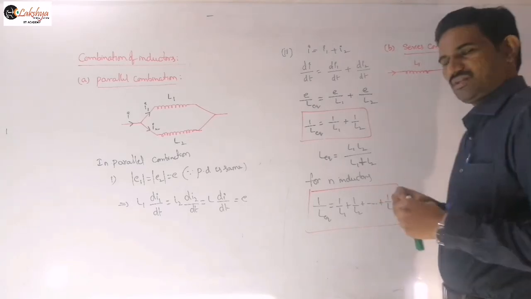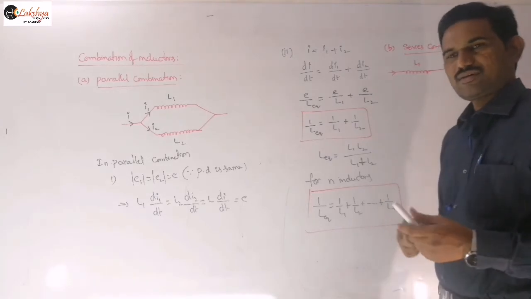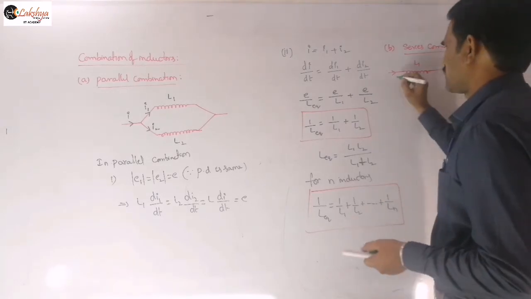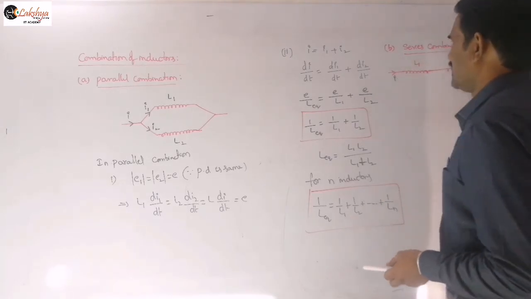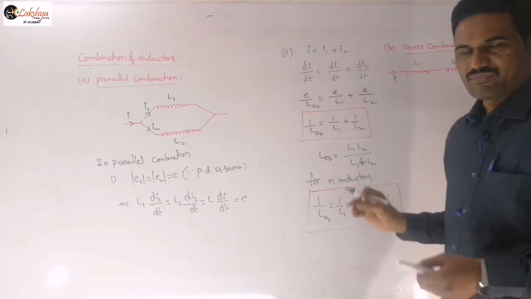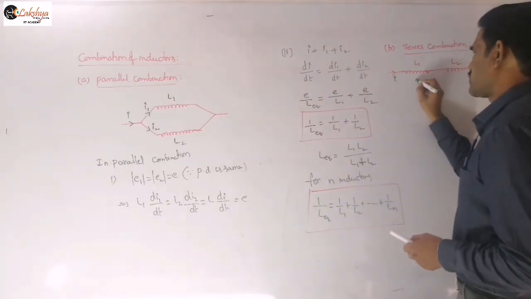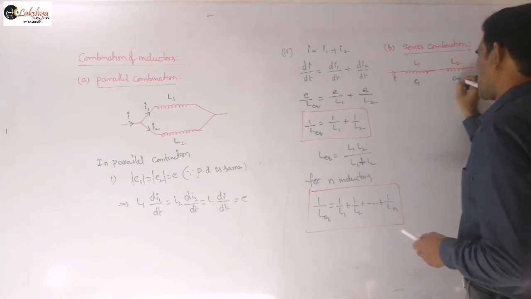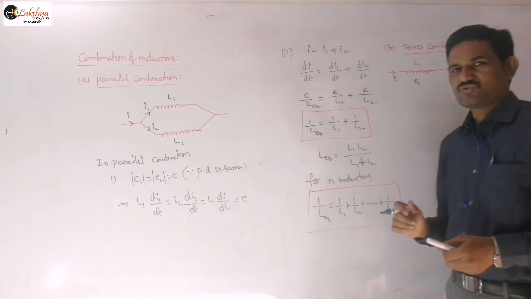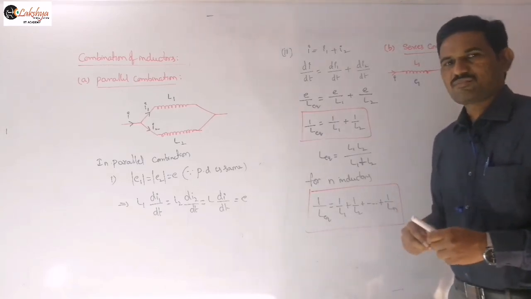And then we know when inductors or resistors are connected in series, whatever the series combination we are considering, the same amount of current will flow through them. Then only we say it is a series combination. But here the potential difference will be different. Suppose here the potential difference is E1 and here it is E2, the induced EMF which is developed across that.